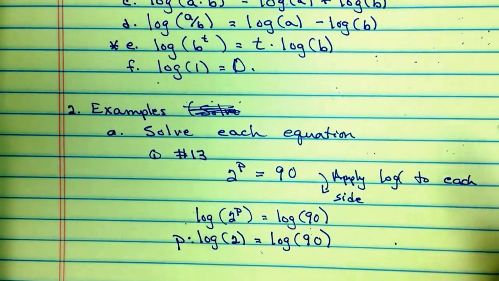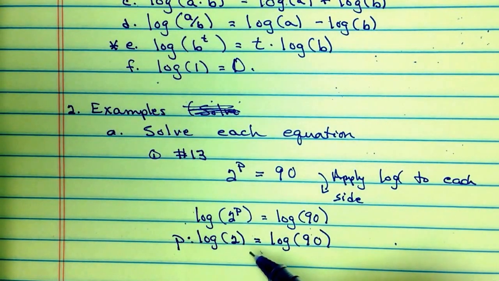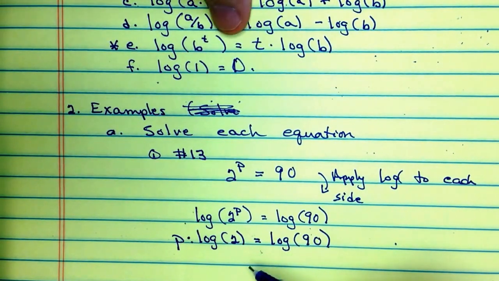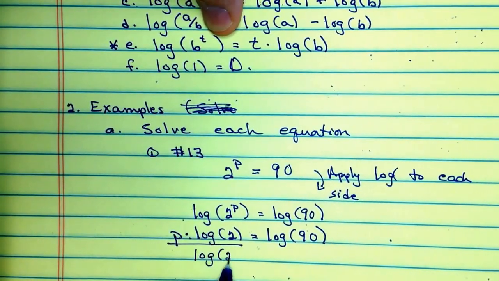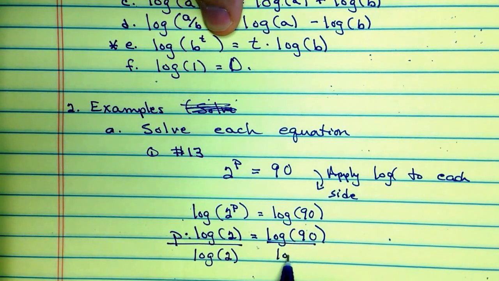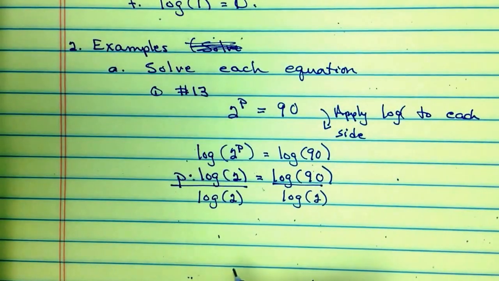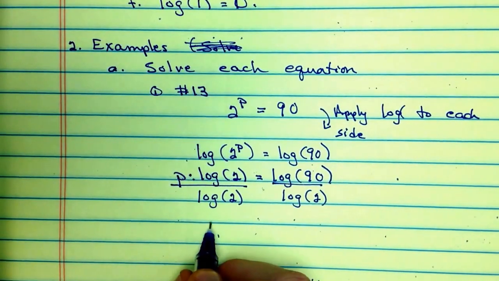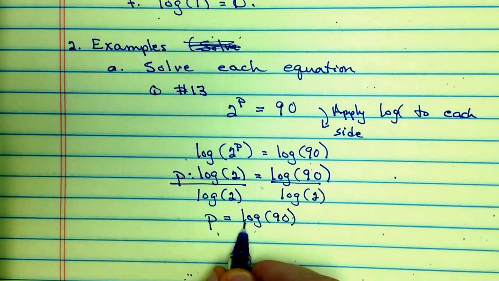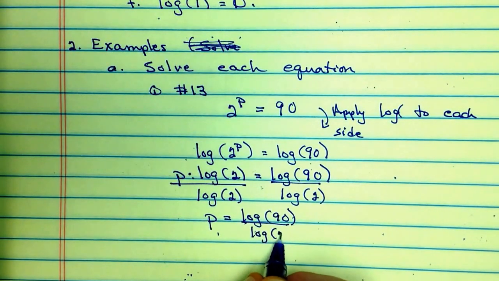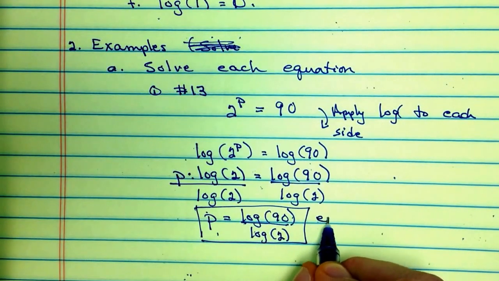Alright, now what you need to make sure you understand is that log of 90 is a number and log of 2 is just a number. They're just numbers hidden in the calculator for the most part. So we divide each side by log of 2. So that means p equals log of 90 divided by log of 2, which is the exact answer.